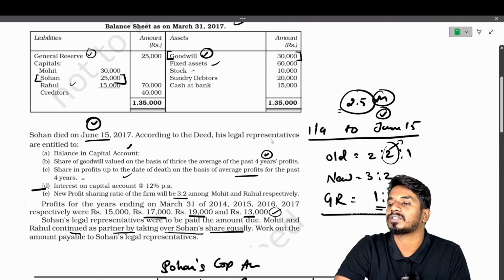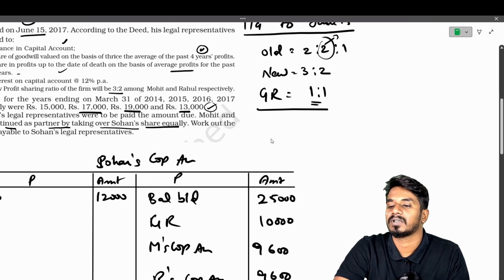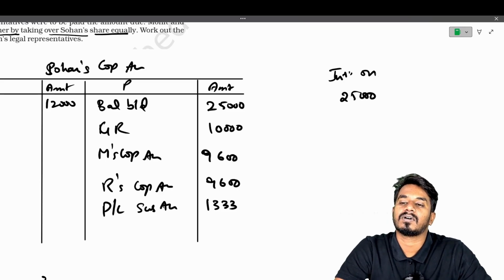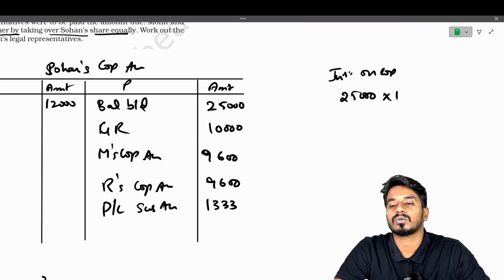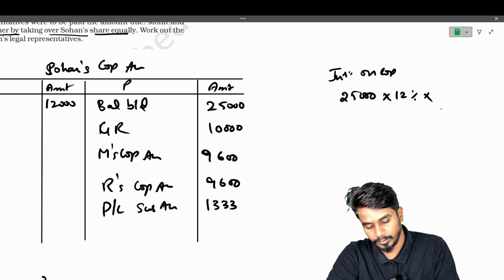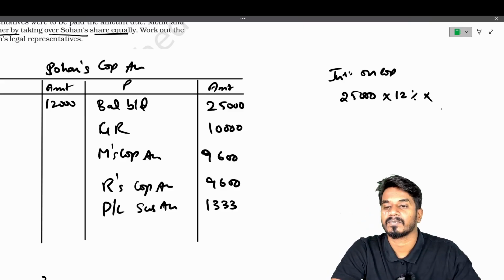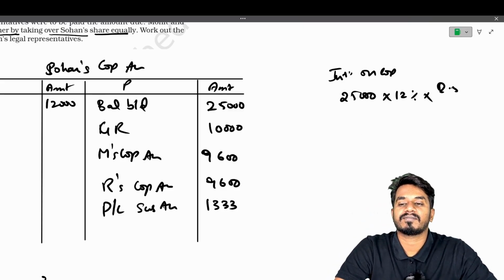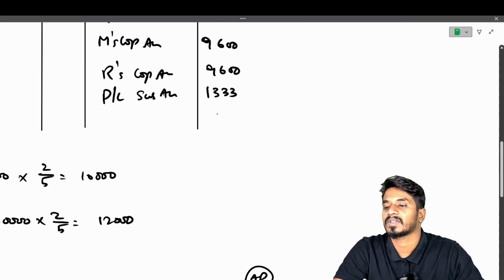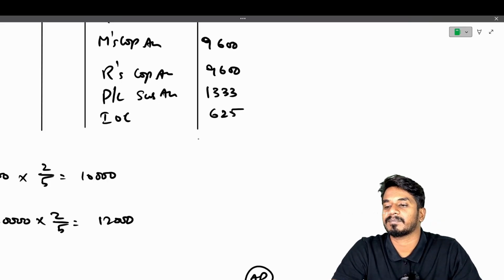And the last one, interest on capital. What is the capital of Sohan? 25,000. So 25,000 into 12% for how many months? How many months was he alive? Only 2.5 months divided by 12. 2.5 by 12, how much will it be? 625. So interest on capital is 625.